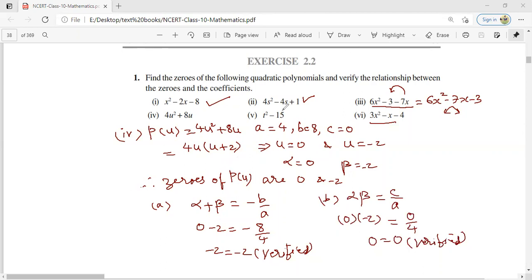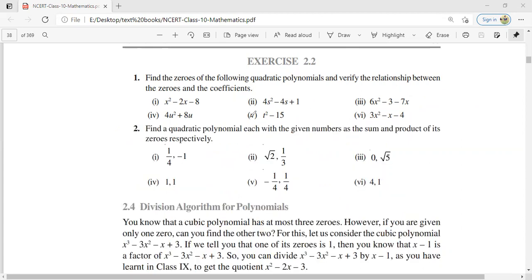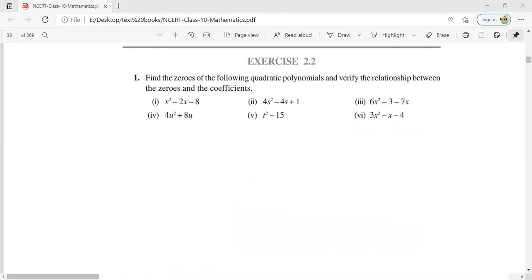But sometimes we don't have values which are easily converted into factors, like question number 5. In question number 5, how will you find the factors? Suppose question number 5 is in variable t: t square minus 15. We cannot take any number common, and we don't have a perfect square, because 15 is not a perfect square. So in that case, what will we do?